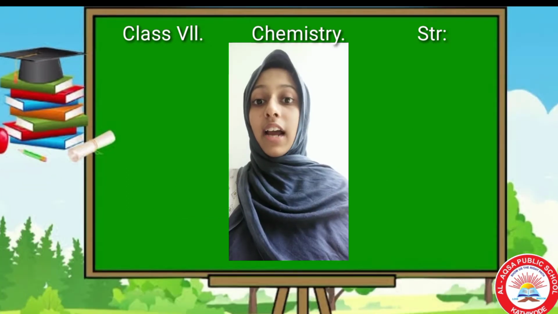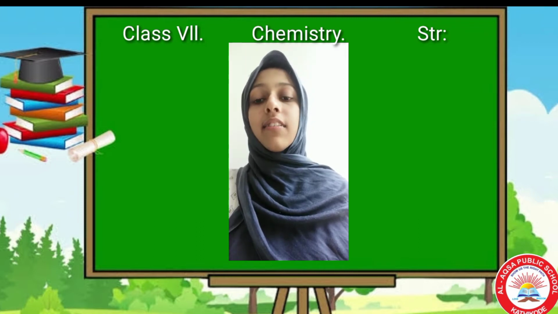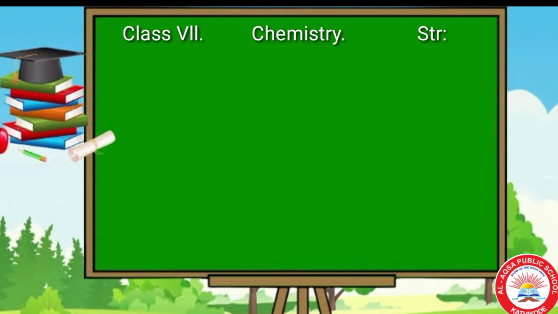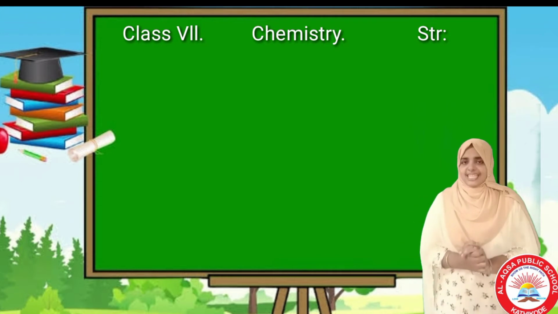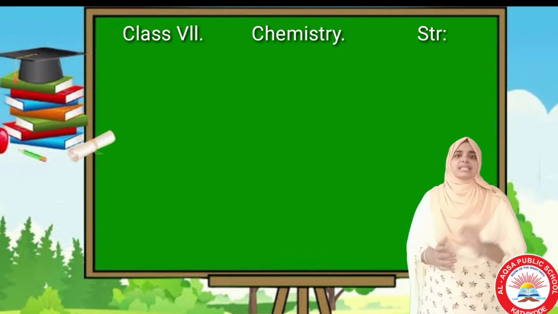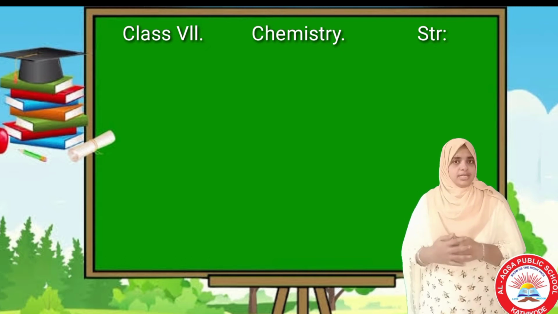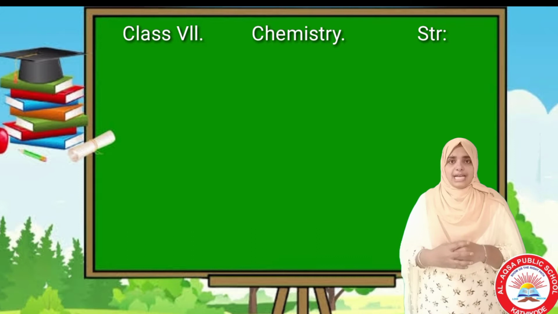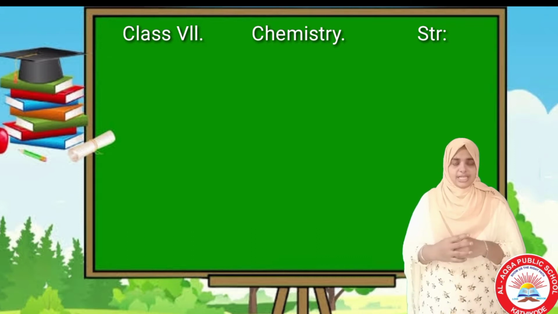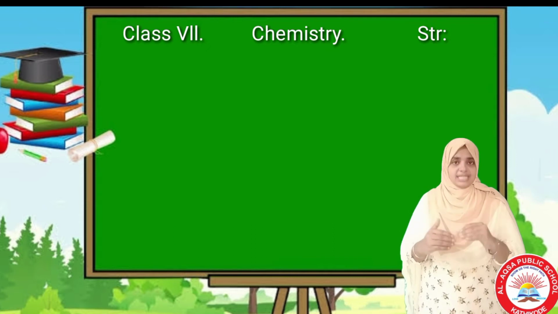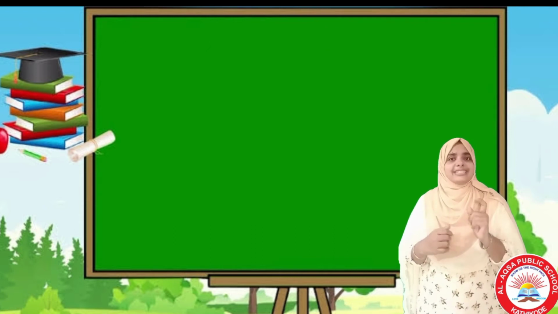We learned that acids turn blue litmus red and bases turn red litmus blue. Now let's see what happens when an acid is mixed with a base. When an acidic solution is mixed with a basic solution, both solutions neutralize each other, and this reaction is known as a neutralization reaction. Today we are going to discuss the neutralization reaction and neutralization reactions in daily life.